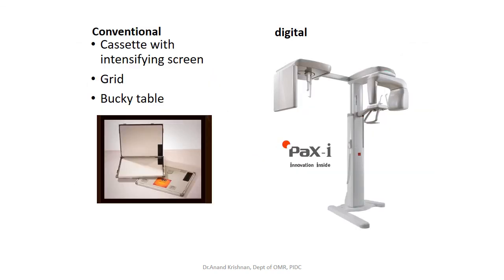So conventionally, we had a cassette with intensifying screens and grid, and a bucky table where the cassettes would be latched on. But now we have digital radiographs, with flat panel sensors and other digital sensors, which make our job easy, where all the processing, preloading and preparation for the radiographs can be modified.